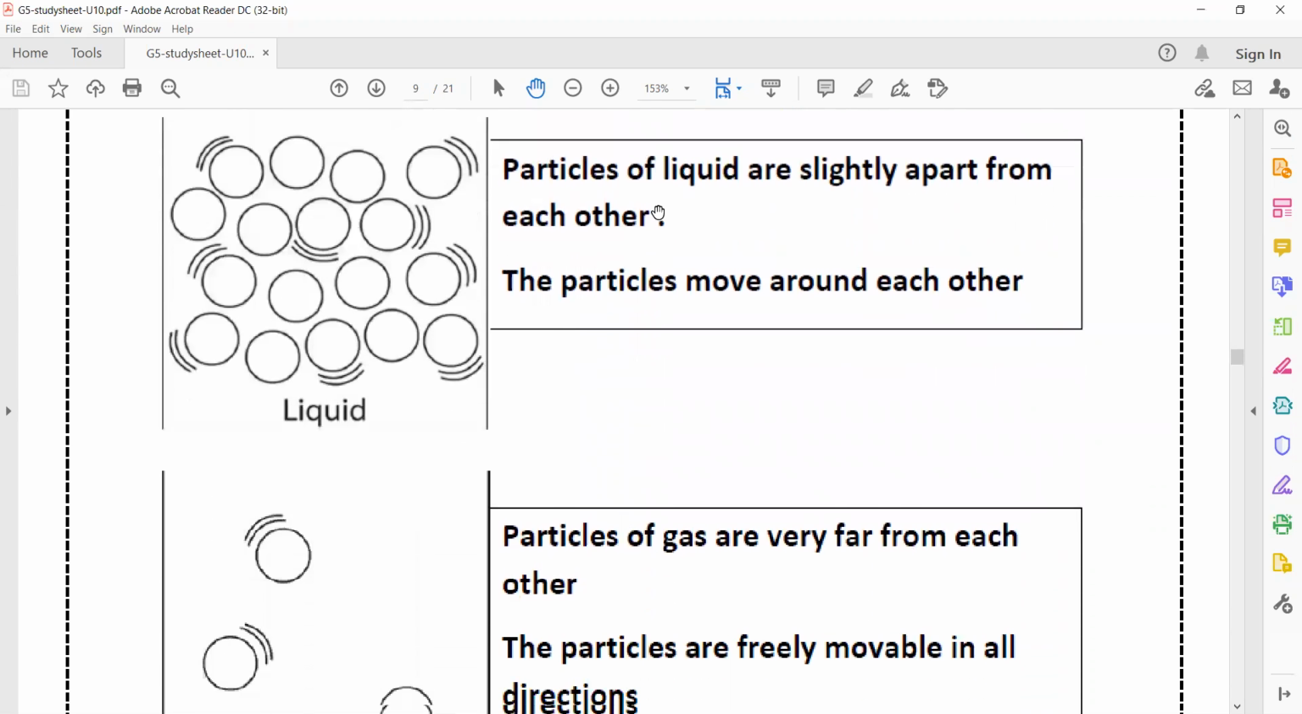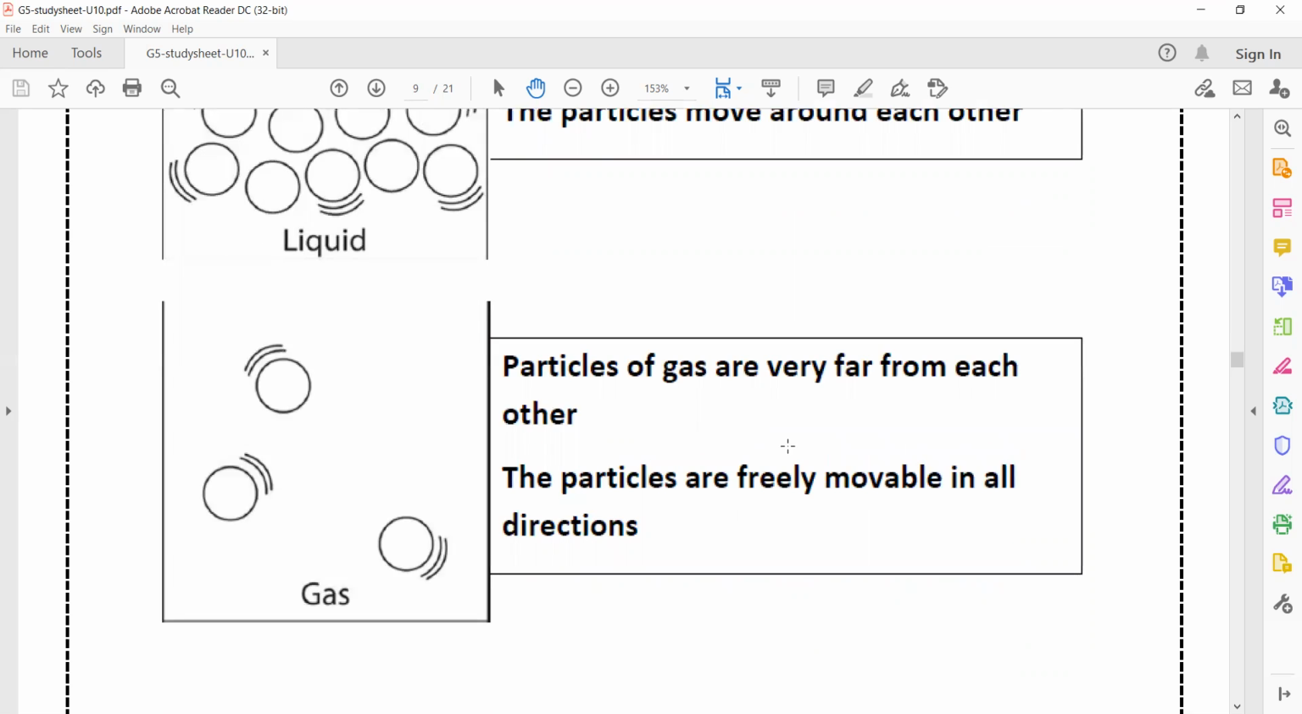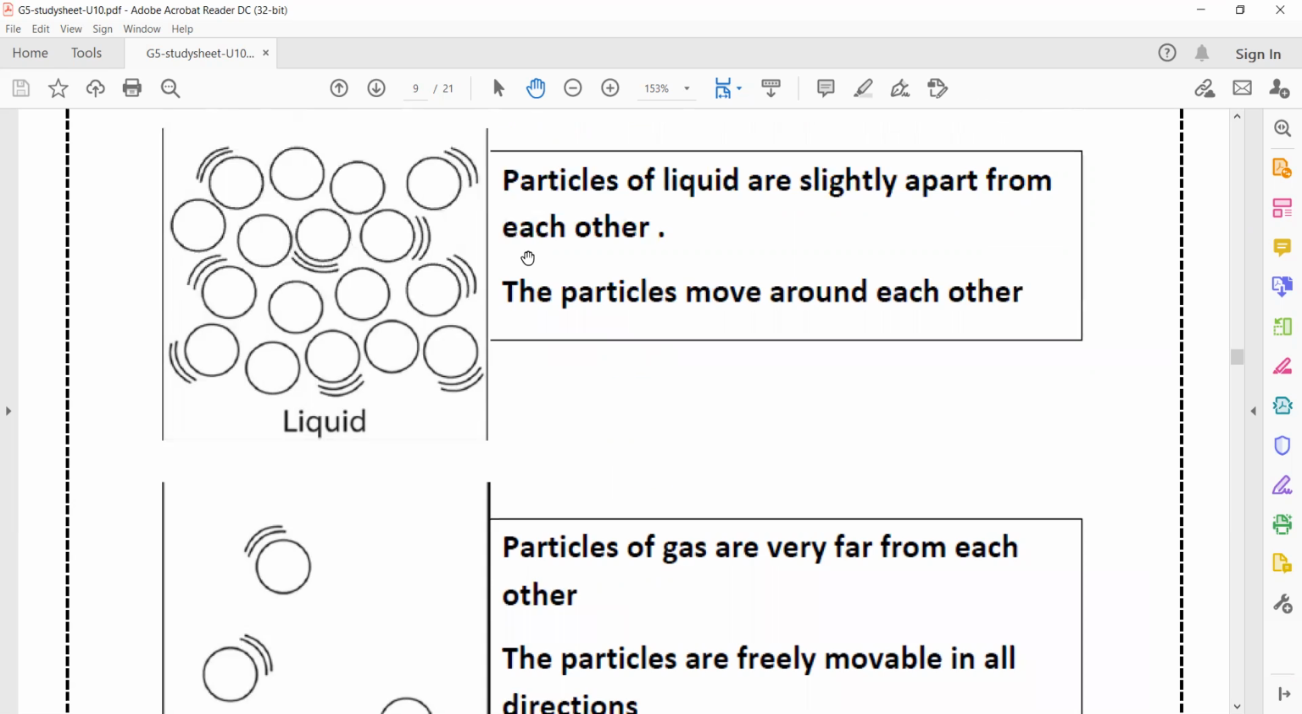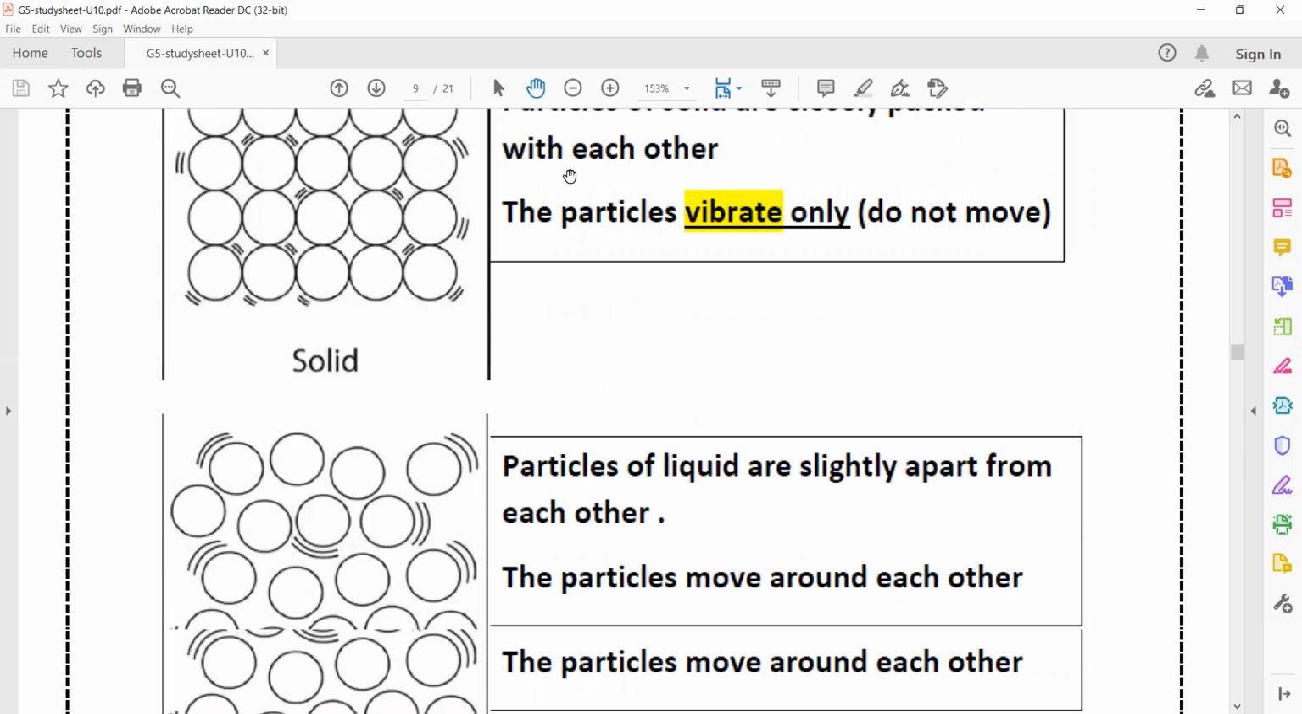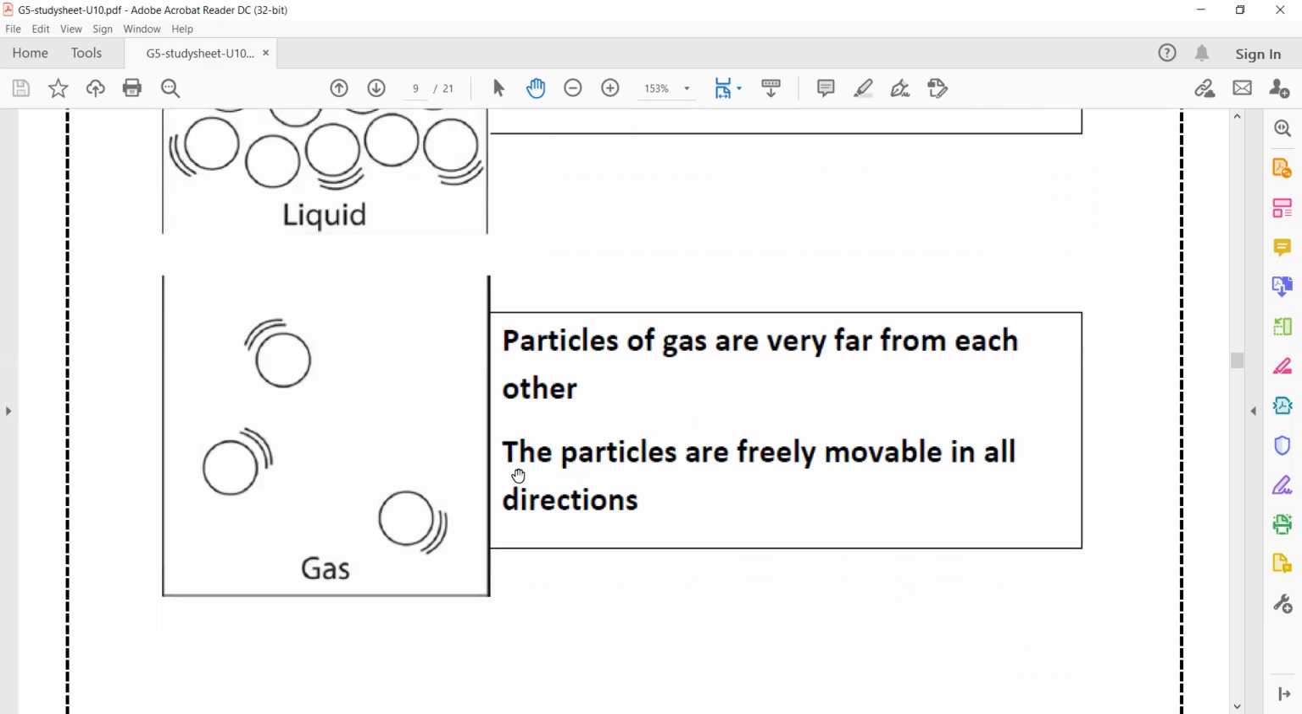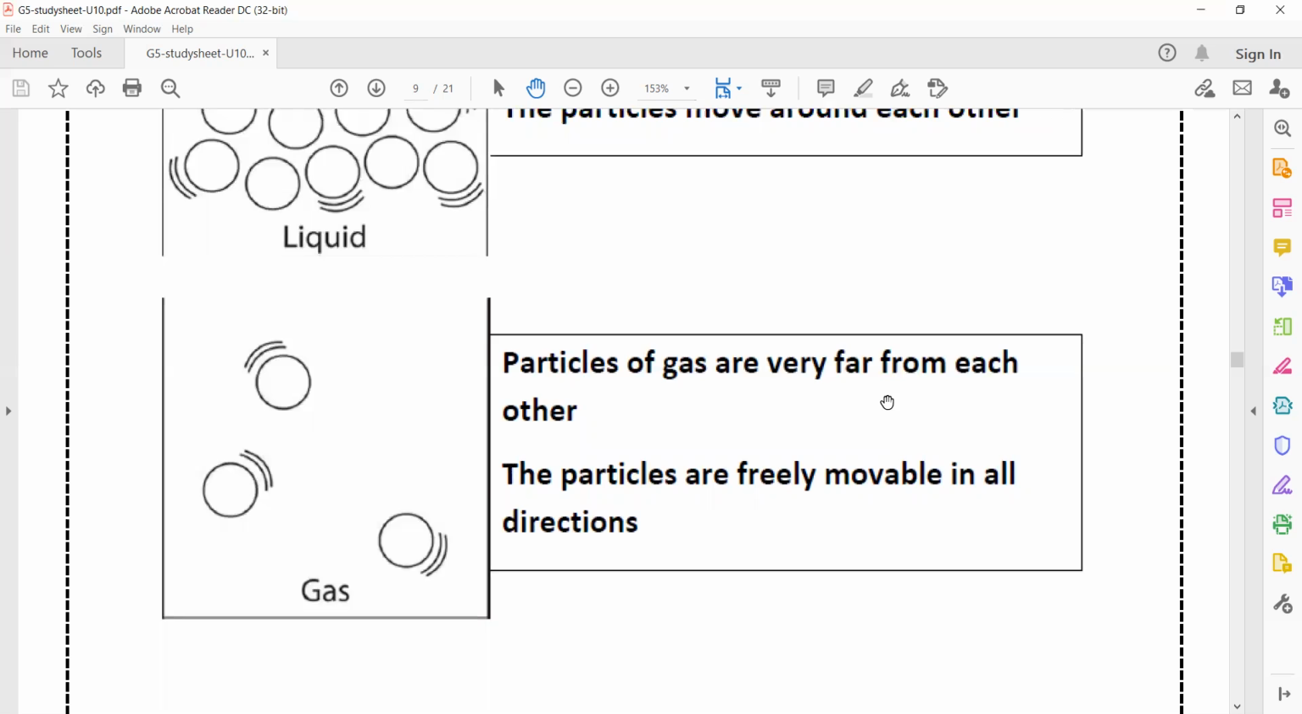What about the particles in the gaseous state? Particles of gas are very far away from each other. The distances between the particles in the gaseous state are very large, larger than the liquid, and of course larger than the solid. Also, the particles are freely movable in all directions.